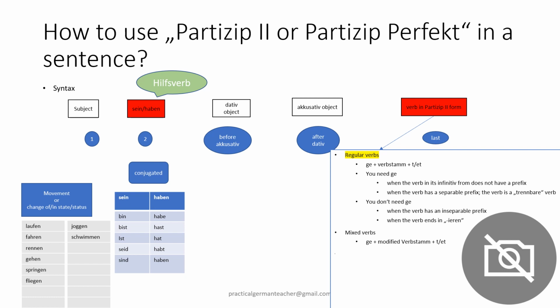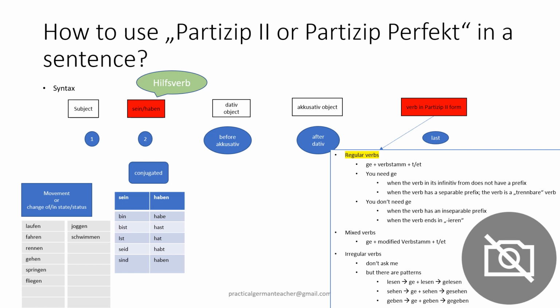For mixed verbs, the rule is pretty much similar to the regular verbs, usually, but there are exceptions as well. Here, the main exception is you have to take the verb stem and modify it. And there are several sub-rules as to how you may modify the verb stem, which we will cover in the next sessions.